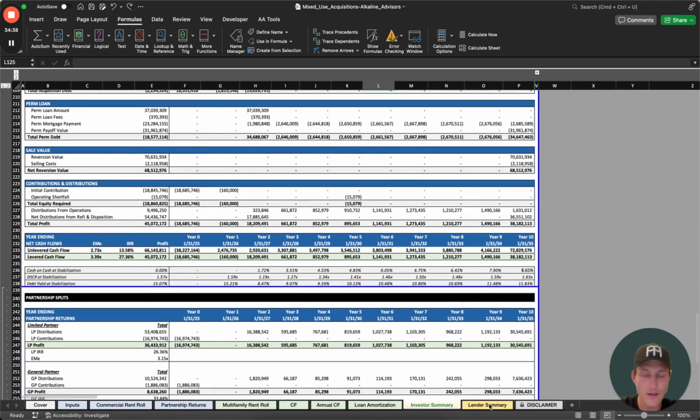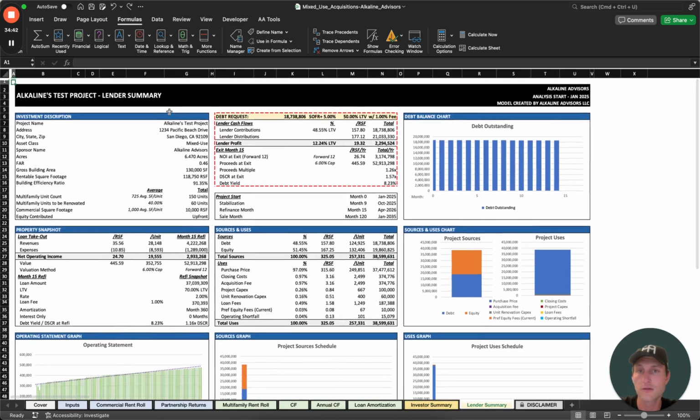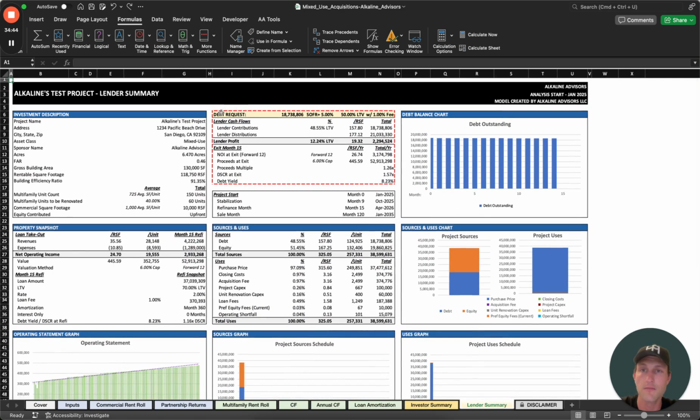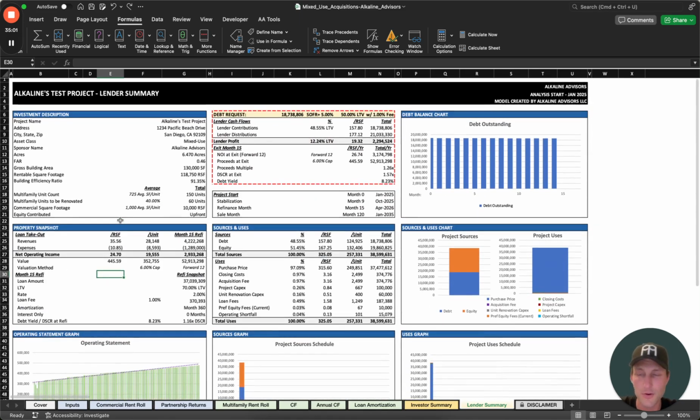And then finally, we have the lender summary. The lender summary is going to be another general summary that you can send directly to your lender, and it's going to be more lender focused. So it's going to have the debt terms from the lender's perspective. But similarly, you have the sources and uses, the charts, the graphs, and a snapshot of the property at takeout, so that the lender who's providing the acquisition loan knows how they're going to be taken out and what the metrics are. Of course, they'll dive a little deeper if it's something that they are interested in.